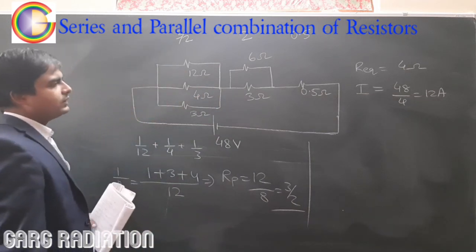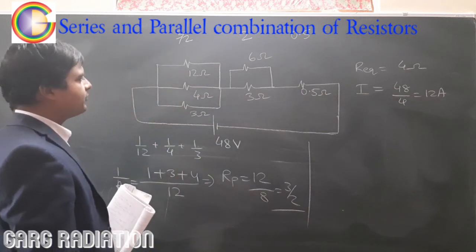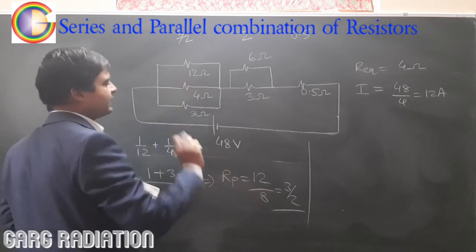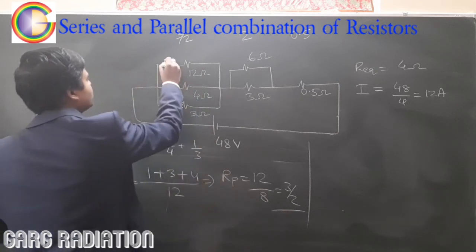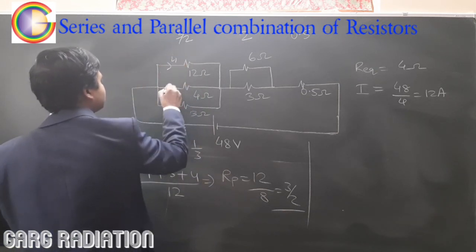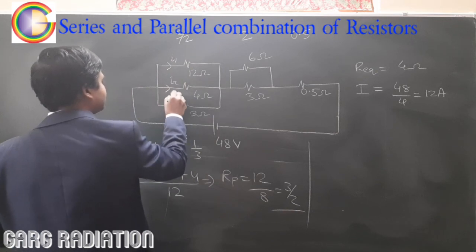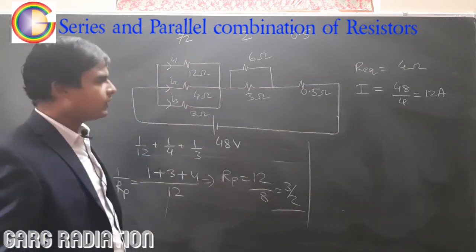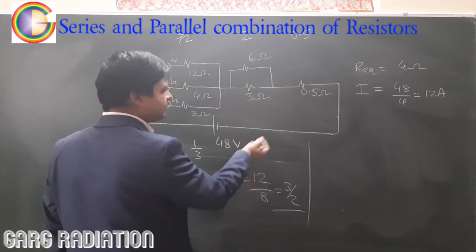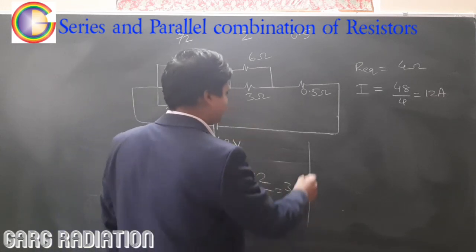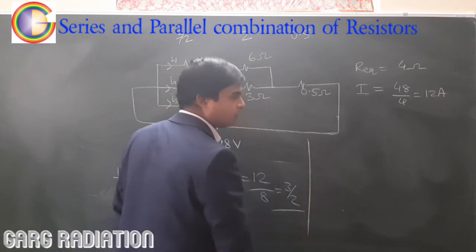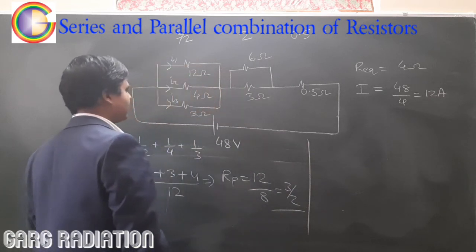Now once we have found the total current, can we find current in each resistance? Yes, that we can do. Suppose these currents are I1, I2 and I3. Yeah, we are using reciprocal method. We could have used this voltage method also, but that I leave on you. Please do it by voltage method also, and try to match it with my answer.